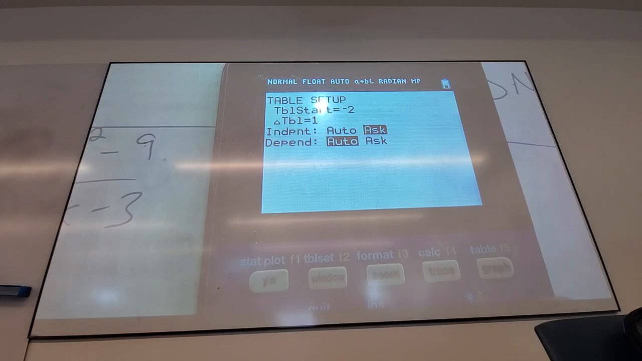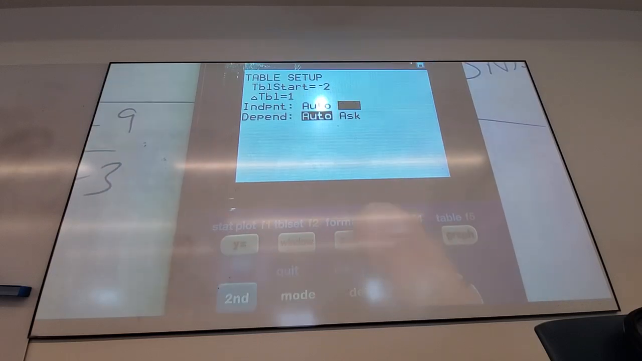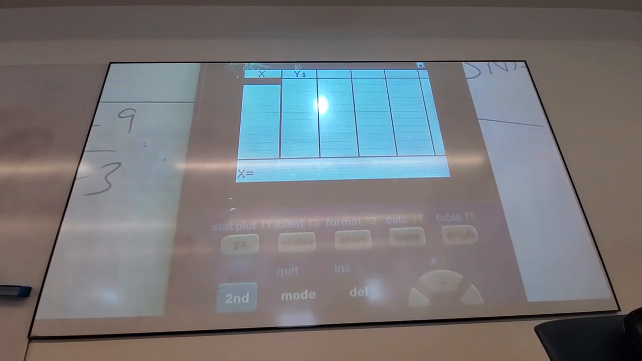Okay. So go back to the table, second graph to go to table, and now it's blank. And you're all like, thanks, Jeff, what the hell? But now I can put in there 2.5, 2.9, 2.99, 3.01, 3.1, 3.5. See, I can put exactly what I want.